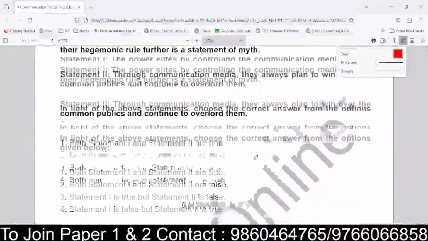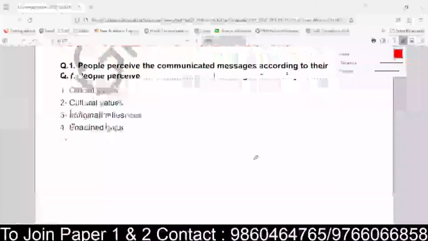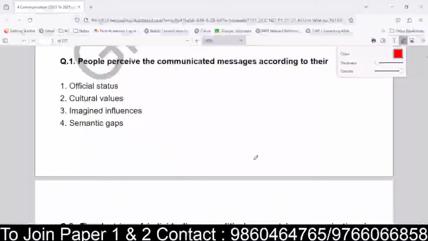Now coming to the next set of paper. Now everyone, we are moving to the next set of paper. People perceive the communicated message according to their dash: official status, cultural values, imagined influences or semantic gaps. So people perceive the communicated messages according to their status, their culture or values, influences or semantic gap.